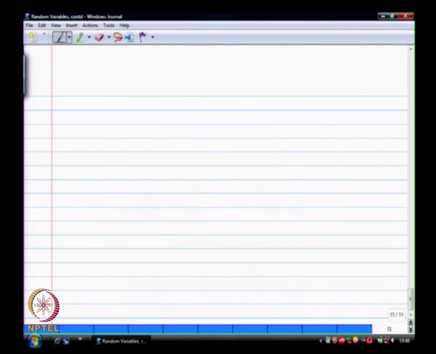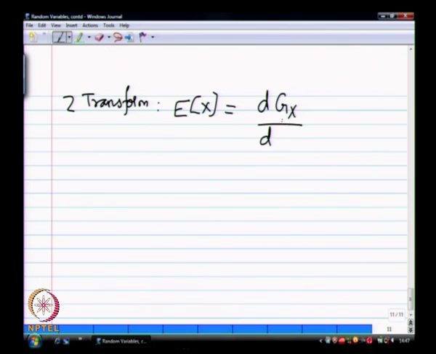And in the case of your Z transform, remember what is E of x. I used the term G, the probability generating function. So this is basically the derivative. Remember that x is in terms of z. So differentiate with respect to z and set z equals 1.